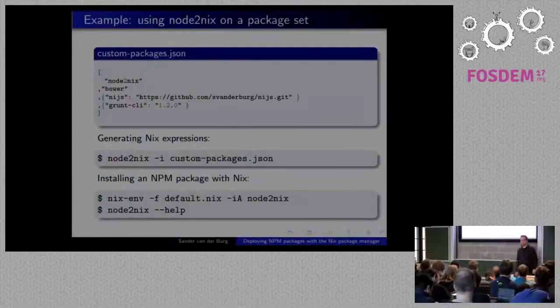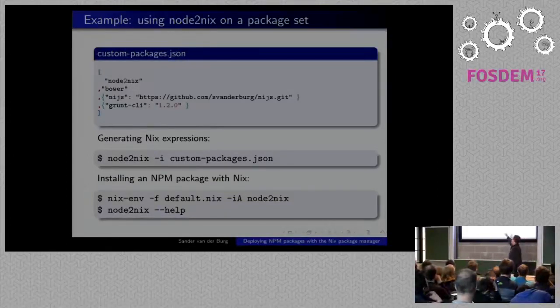Another use case is particularly useful for end user packages. So if, for example, you want to run Bower on the command line or the grunt CLI, you can also specify in an array the packages you want, and you can use any version specifier that NPM supports. And from this JSON file, you can also create a Nix expression allowing you to deploy any package from the package set, like node2nix. So normally you would use npm install -g, and this is actually a Nix alternative for npm install -g.